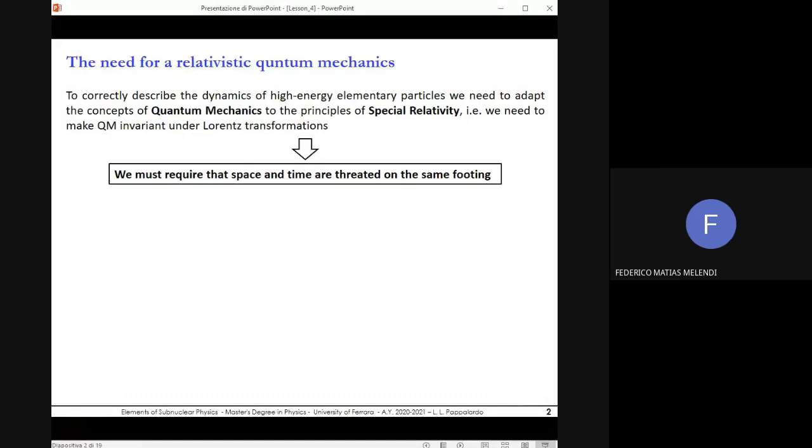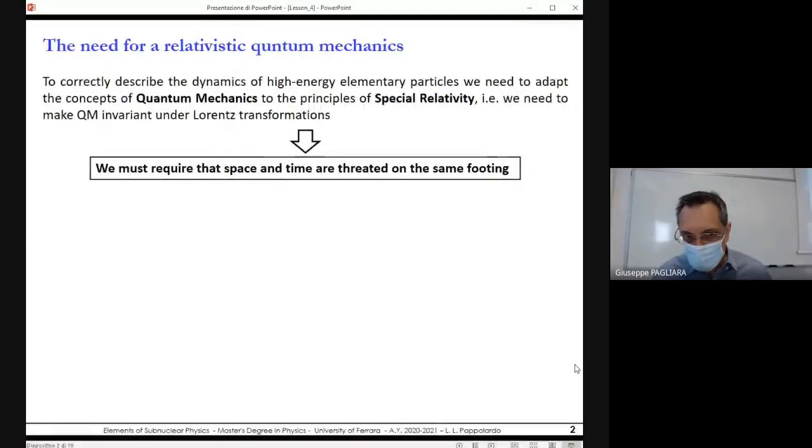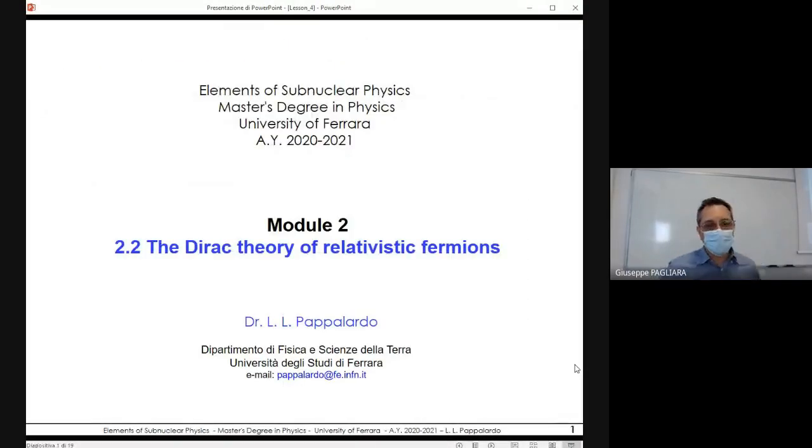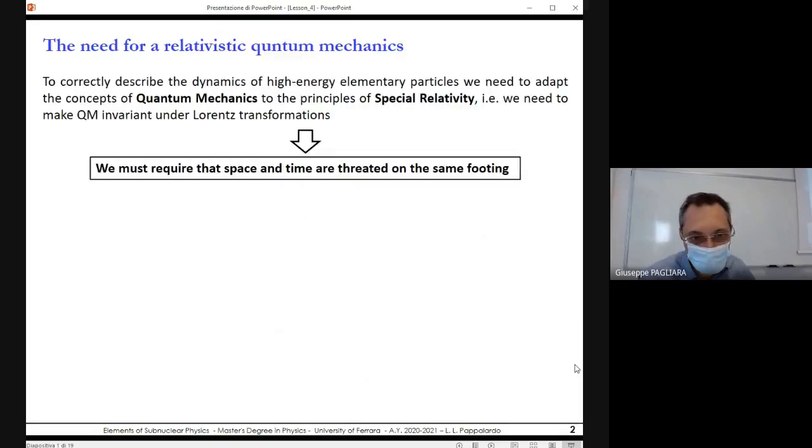Yes. Perfect. Okay, so today we will continue with the second module of the course, and we will start discussing a very important subject, which is the theory of Dirac for relativistic fermions, which was a very successful attempt to translate quantum mechanics in a relativistic framework. Which is exactly what we need, of course.